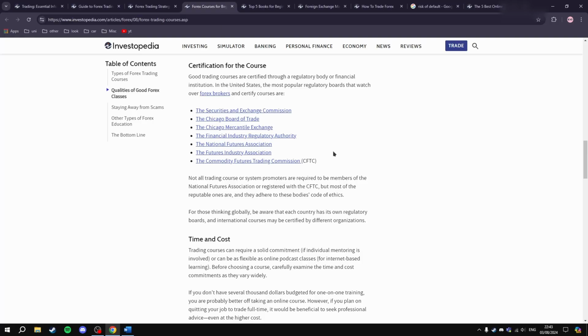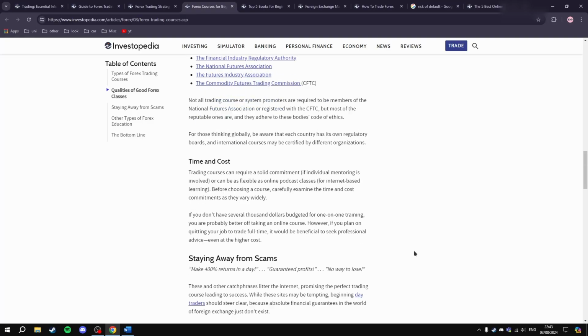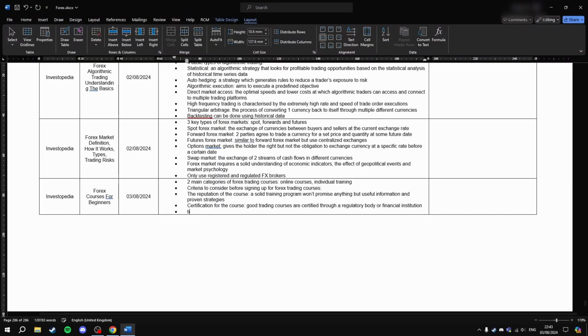Not all trading courses or system promoters are required to be members of the National Futures Association or registered with the CFTC, but most of the reputable ones are, and they adhere to those bodies' codes of ethics. For those thinking globally, be aware that each country has its own regulatory boards and international courses may be certified by different organizations. Time and cost.